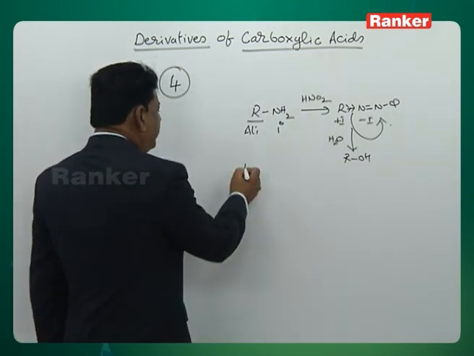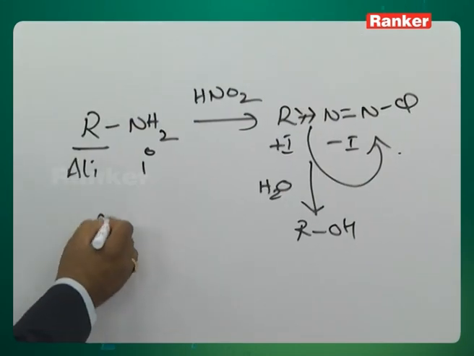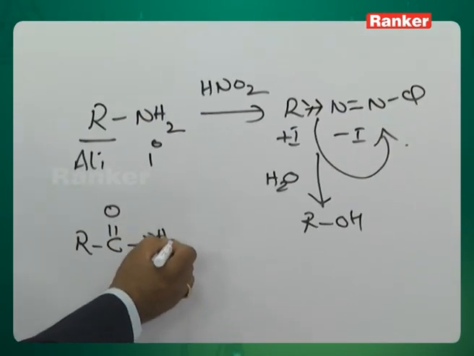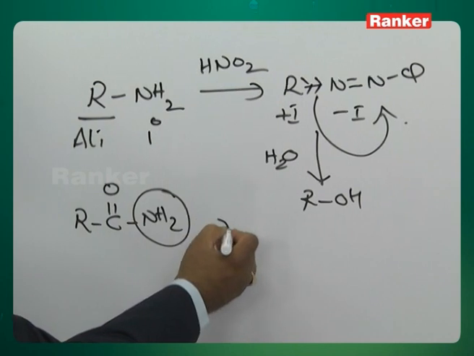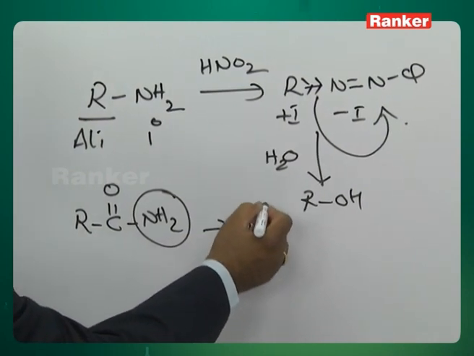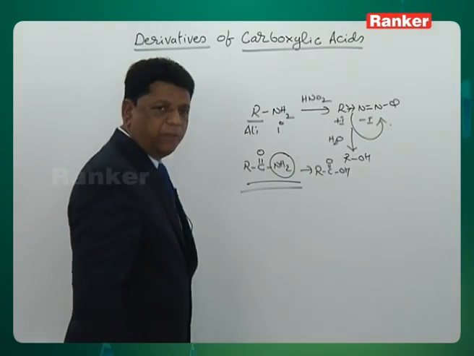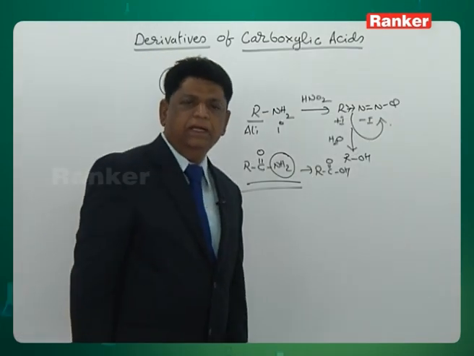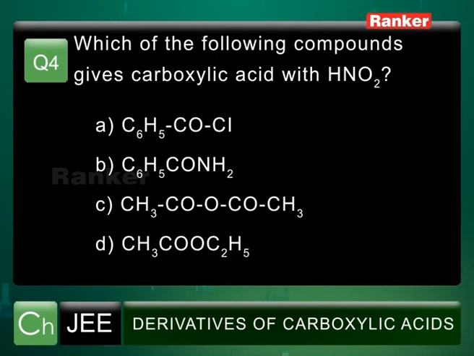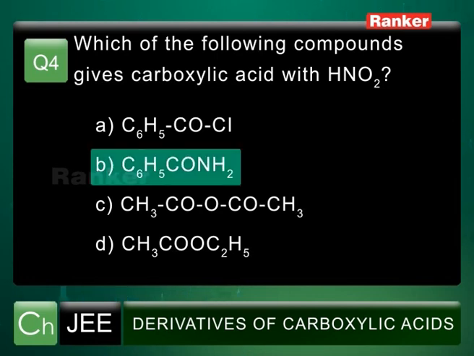In a similar way, the acid amides also undergo the same type of reaction, in which this NH2 finally becomes RCOOH. So only the acid amides will give the carboxylic acid, not all the other acid derivatives. So, option B is the right answer.